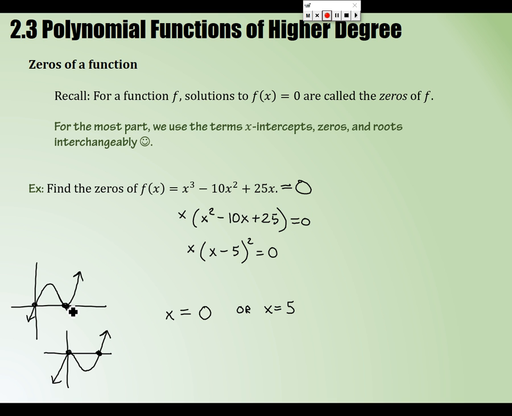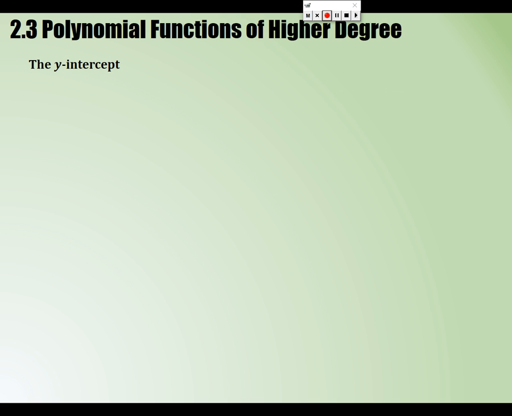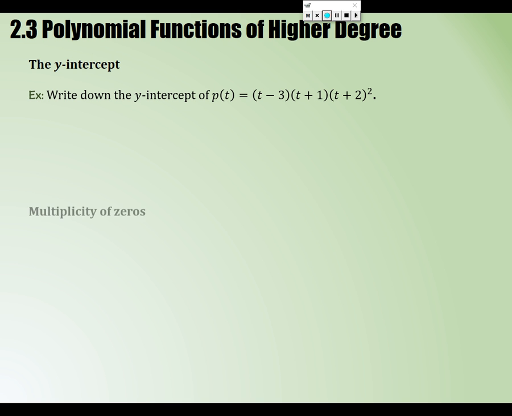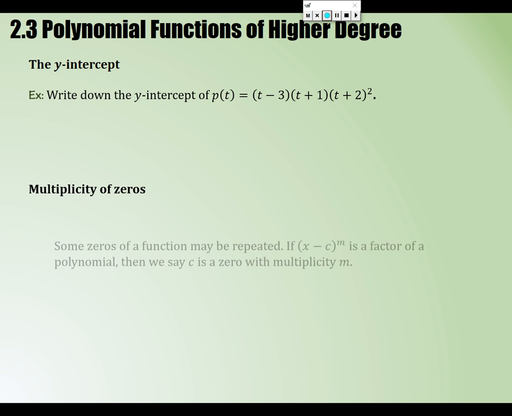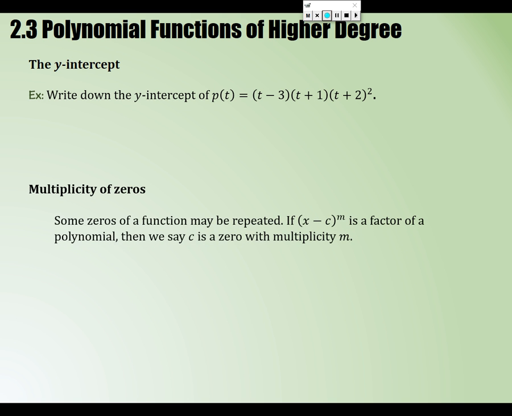All right. Well, let's keep thinking about this. It's not the last time, even today, that we'd like to say something about that. All right, can you find the y-intercept of this? And then we'll also talk about multiplicity of zeros in a second, which is what we've just been talking about. Yeah, that's a tricky one.